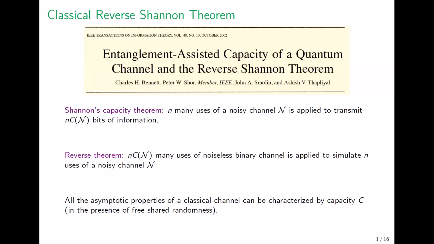Then the reverse Shannon theorem is kind of a dual to this problem, meaning that assume we have cn many uses of a noiseless binary channel, then we can use this noiseless binary channel to simulate n uses of a noisy channel. So this is called, as the name suggests, the reverse Shannon theorem. And one of the important points discussed in this paper is that apparently all the asymptotic properties of a classical channel can be characterized by this one parameter, which is the capacity of the channel.